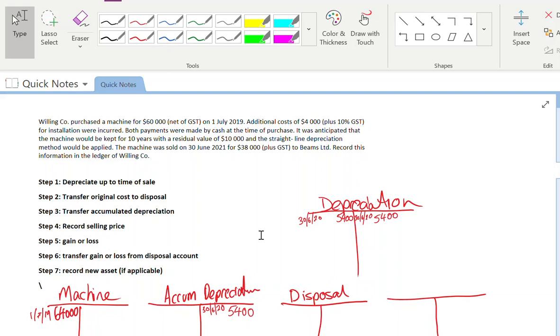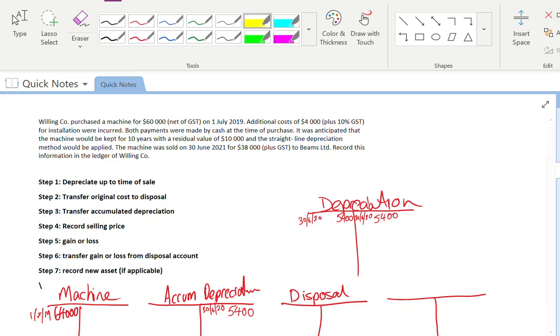Today I'm going to take you through depreciation and the disposal of a non-current asset. I'll take you through this problem, how it was calculated, and how we went through it. I'm doing it manually, straight on the screen using T accounts, and I'll be recording, taking you through the steps of disposal.